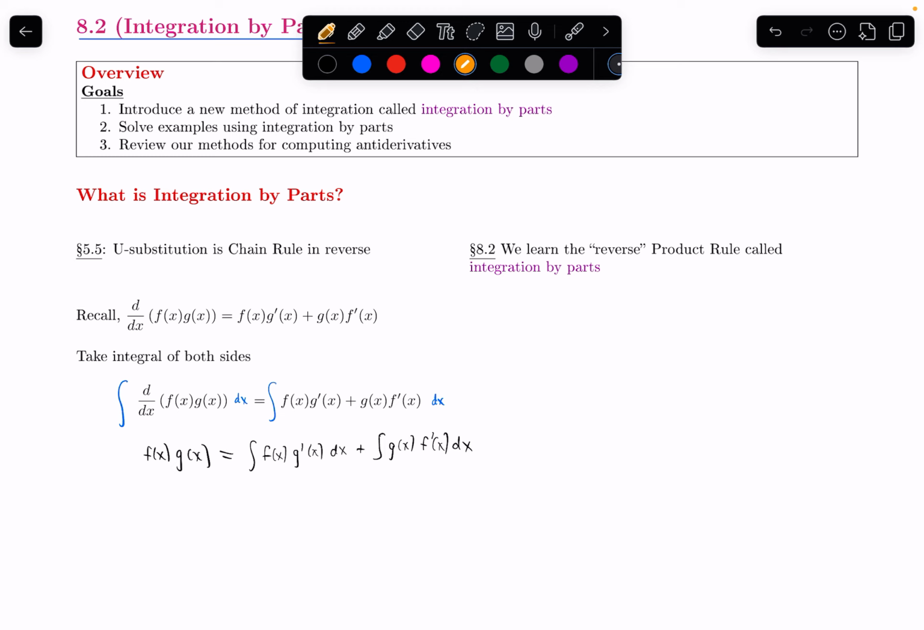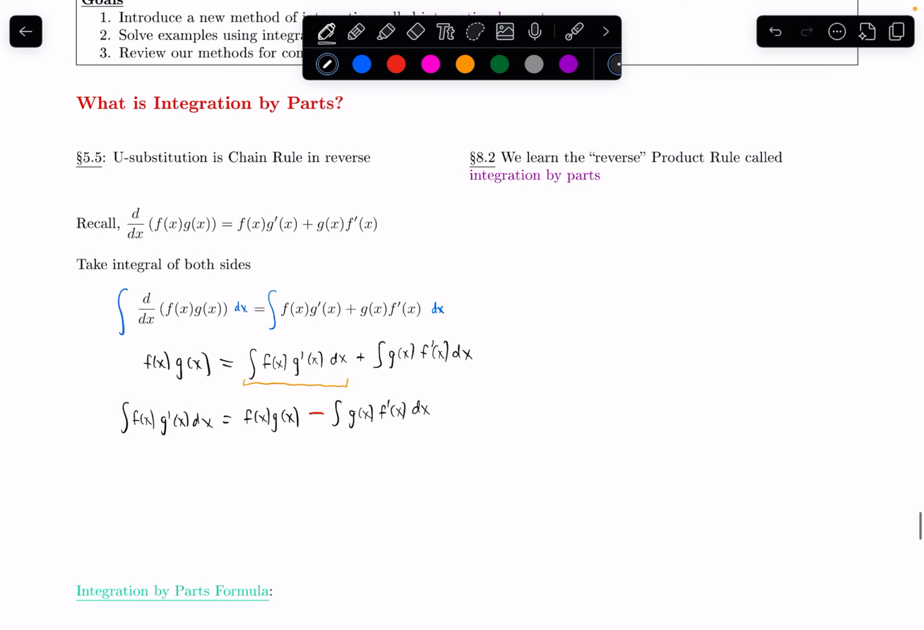And now I'm going to rearrange this integral a little bit. So I'm going to write the integral of f of x times g prime of x dx first. And this other integral that I have over here, I'm going to subtract it over from the f of x times g of x. So this will be equal to my f of x times g of x. And now I'm going to subtract from that the other integral of g of x times f prime of x dx.